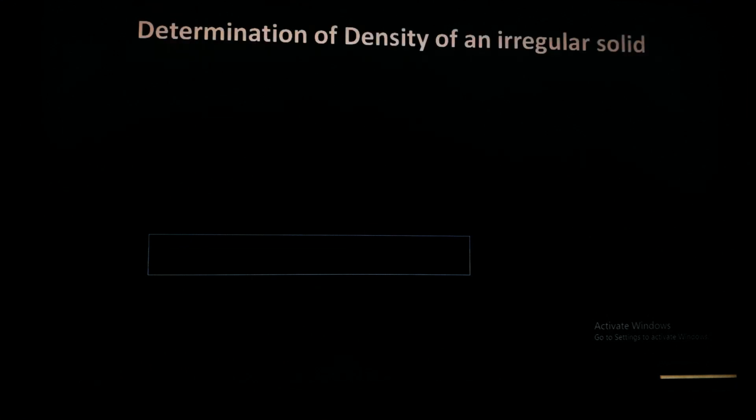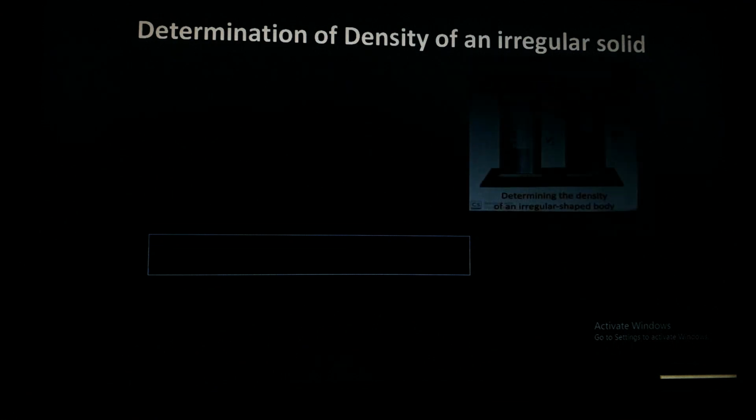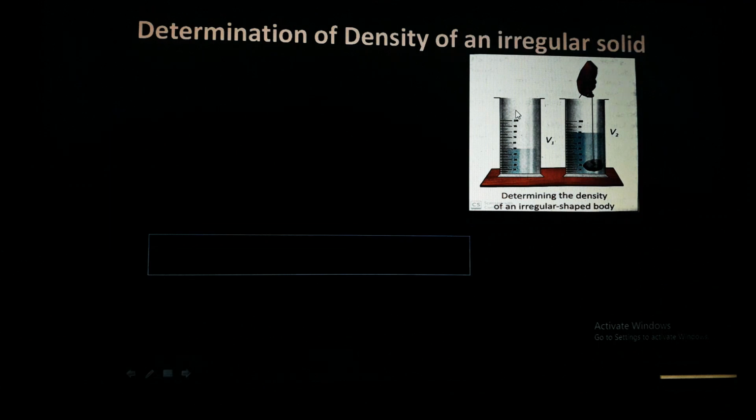And we can easily find out the density of regular solids like cubes, cuboids and spheres, because we can measure mass and volume easily. But it is difficult for irregular solids like a stone. In this case, we can find the mass of the stone using a beam balance. But how to find out the volume?